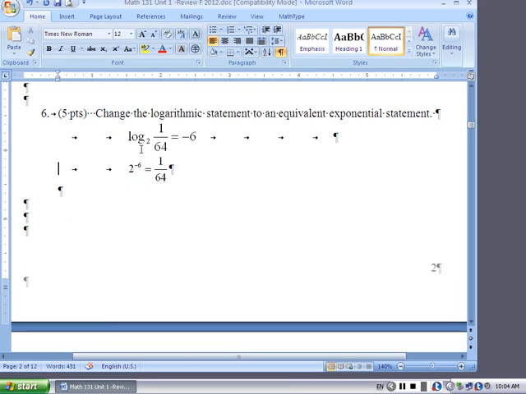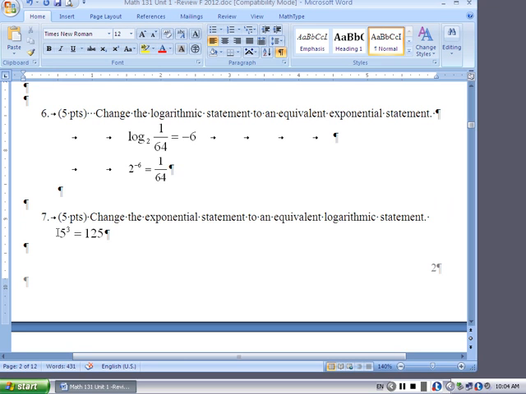Okay? So remember, when you want to change from logarithmic statement to exponential statement, the first thing you want to identify is the base. Which part is the base? It's not that hard to identify, right? So 2 is the base. Am I correct? The output for log gives us the exponent. Does it make sense? Okay. All right, let's look at the next.